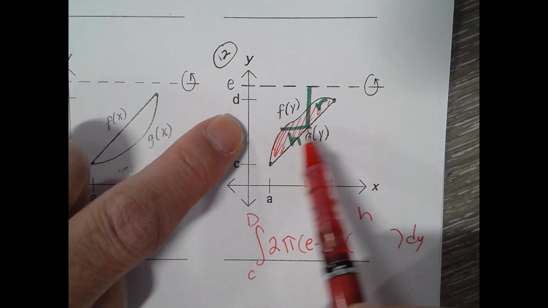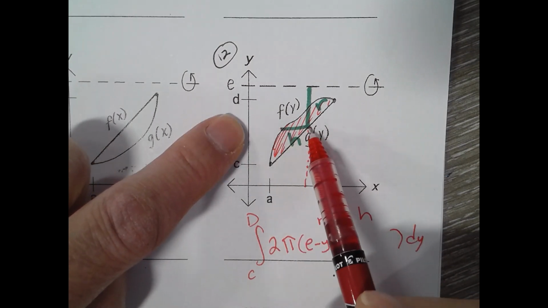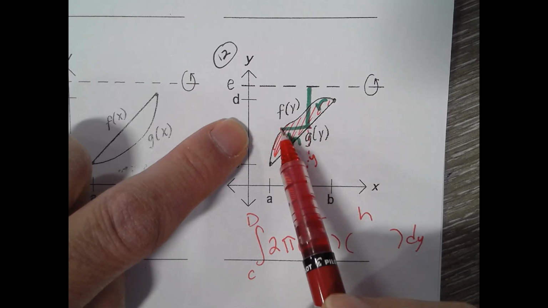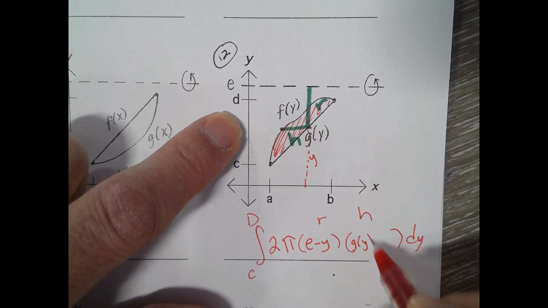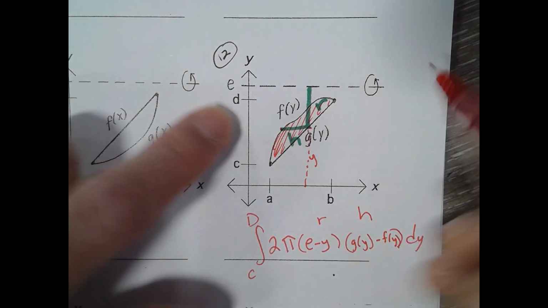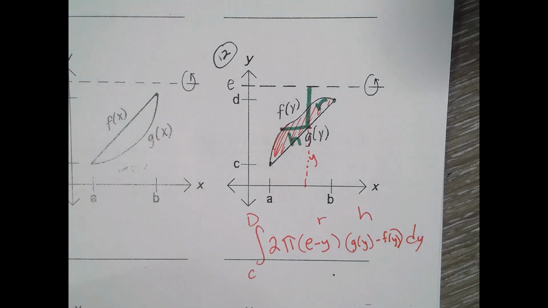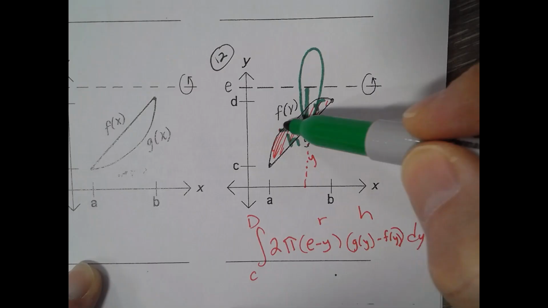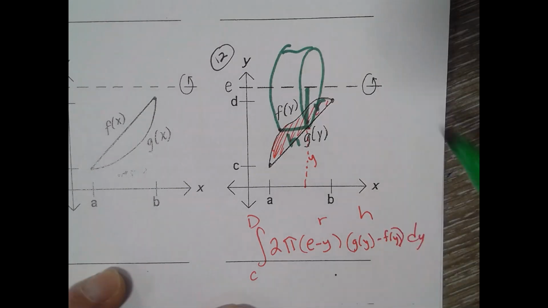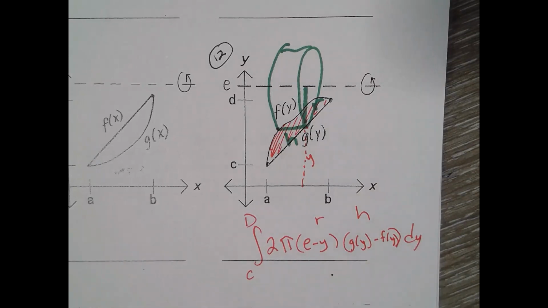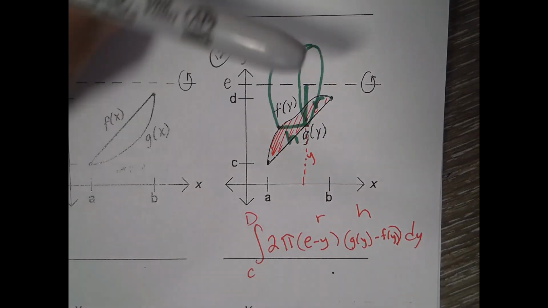So this would be g of y, and this would be f of y, that distance. So it'd be g of y minus f of y would be this height. And it's the height and radius. Here's my radius, and here's the height. It's the height because it's the distance between both circles. So that would be your integral to find that volume.